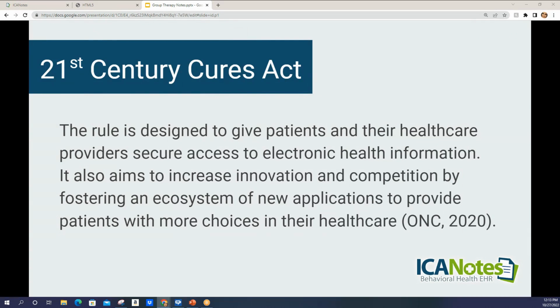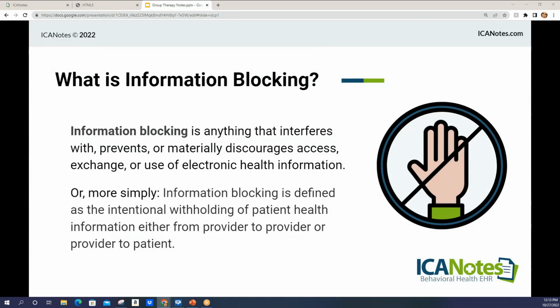But also in the Cures Act, there is something called information blocking. And everyone in here, if you're in the United States, this applies to you. So let's talk a little bit about information blocking. Basically, it means that you cannot interfere with or prevent someone from accessing their information, especially their electronic health information. And you don't want to be accused of information blocking. We've had whole webinars on information blocking, but let me tell you the main keys with this.